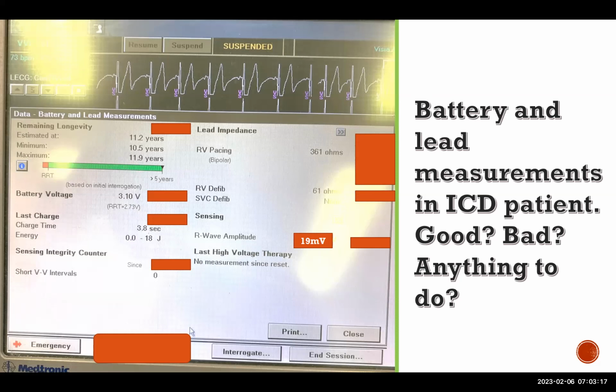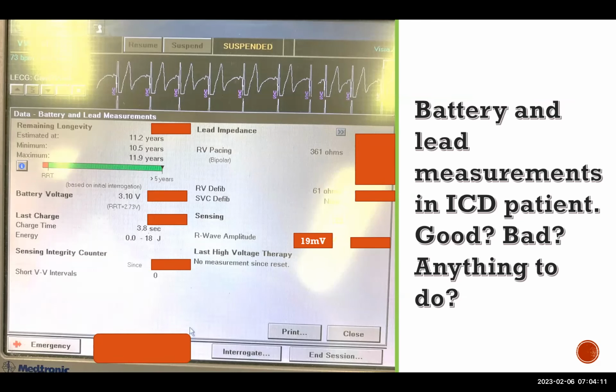Okay, so why don't we go through this list? From the battery perspective, I think it's good. There is still a long time. And as far as the battery voltage, what does RRT stand for? That's basically the time when it reaches time for replacement. Sort of like the equivalent of the ERI for a pacemaker. For pacemaker. Okay, and the battery voltage looks good to you, right?